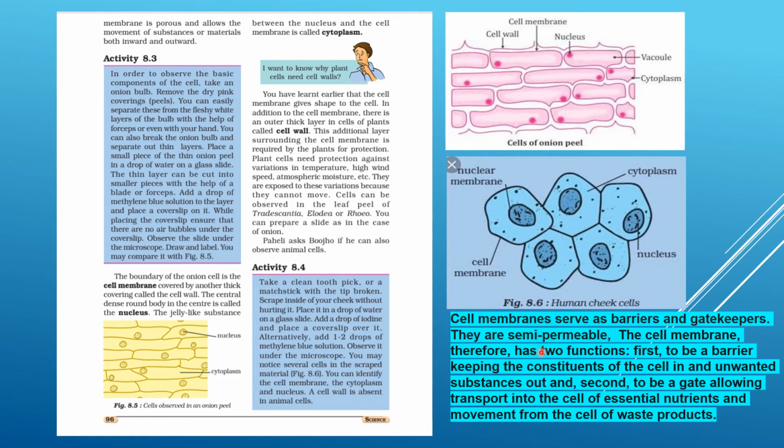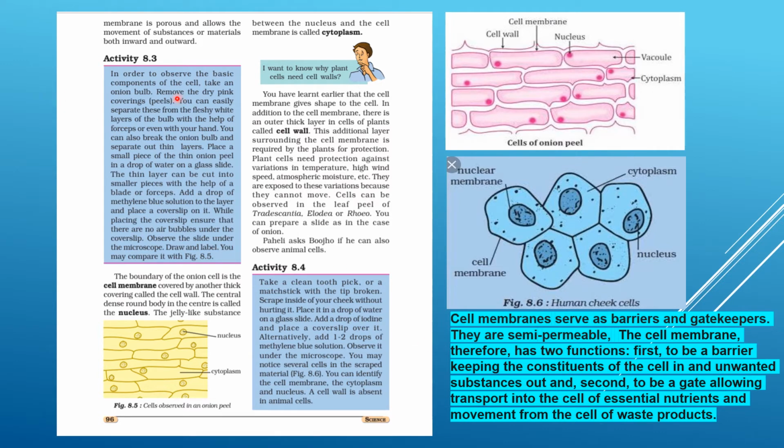So the cell membrane serves as a barrier and as a gatekeeper. Okay, they are semi-permeable. The cell membrane does two functions. First, it acts as a barrier. When it acts as a barrier, it keeps the constituents of the cell in and unwanted substances out. And as I have told you, it works as a gatekeeper also. So it allows transport into the cell of essential nutrition, and whatever waste products are there, their movement out of the cell. So this is the work of the cell membrane.